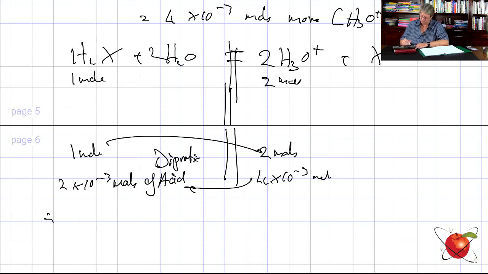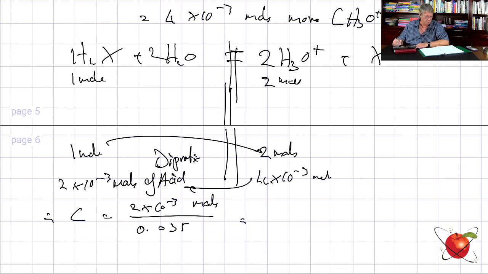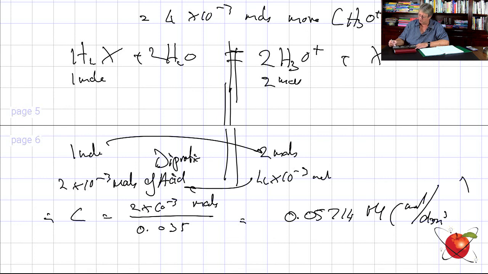Therefore, the concentration is going to be the number of moles, 2 × 10^-3 moles, over the volume, which we said was 0.035. My answer is 0.05714 M, or moles per decimeter cubed. And that brings us to the end of acids and bases.